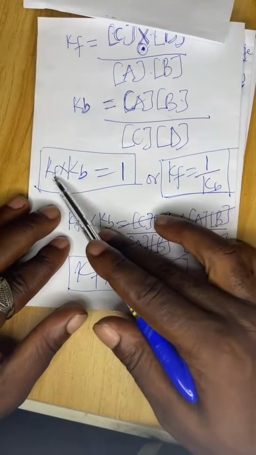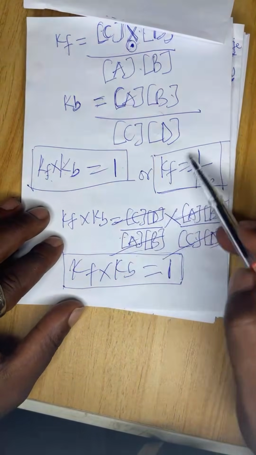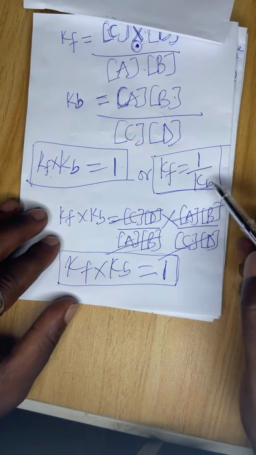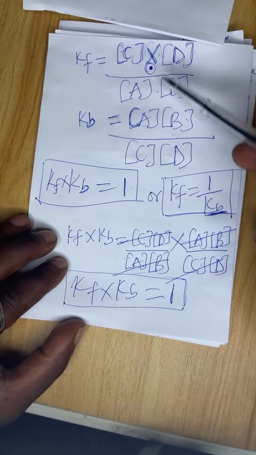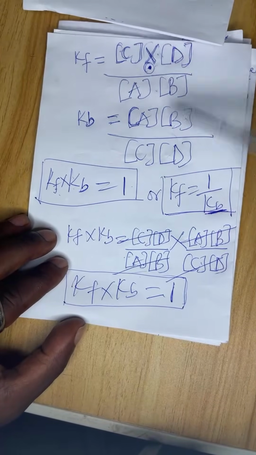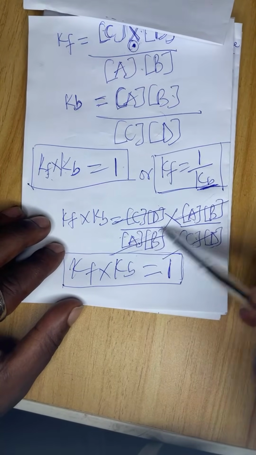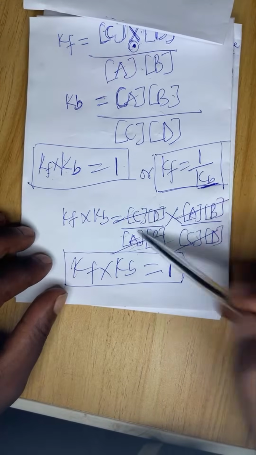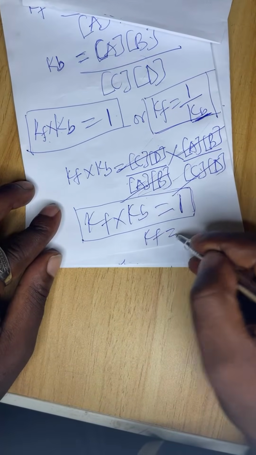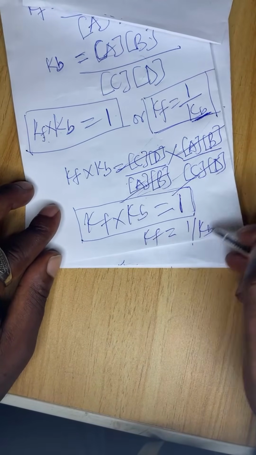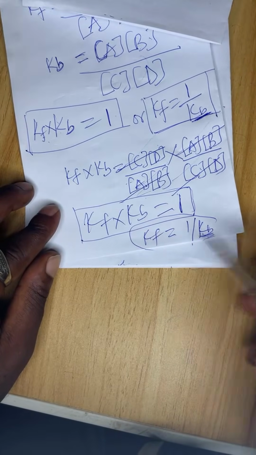This is mathematics now. K forward times K backward equals 1. So divide both sides by K backward. That's 1 over K backward equals K forward. If you write K forward as this, K backward as this, and multiply the two together, you will see that C and D and A and B cancel, and everything becomes 1. Then from here I can say K forward equals 1 over K backward. So the answer in JAMB is that K forward is the multiplicative inverse of K backward. That's it. It's not hard.